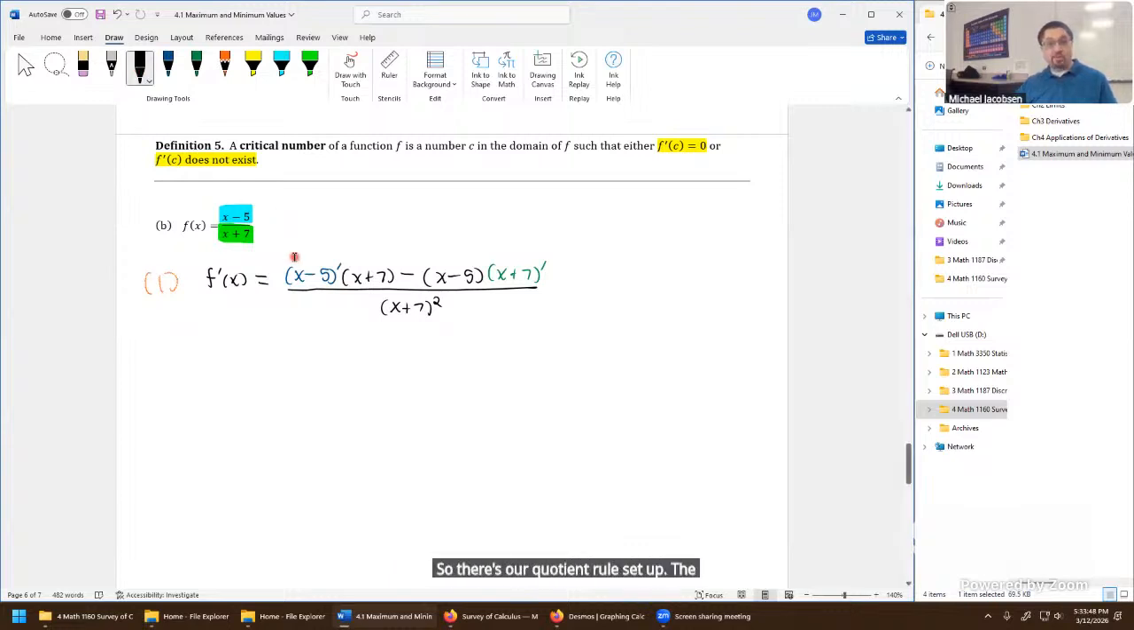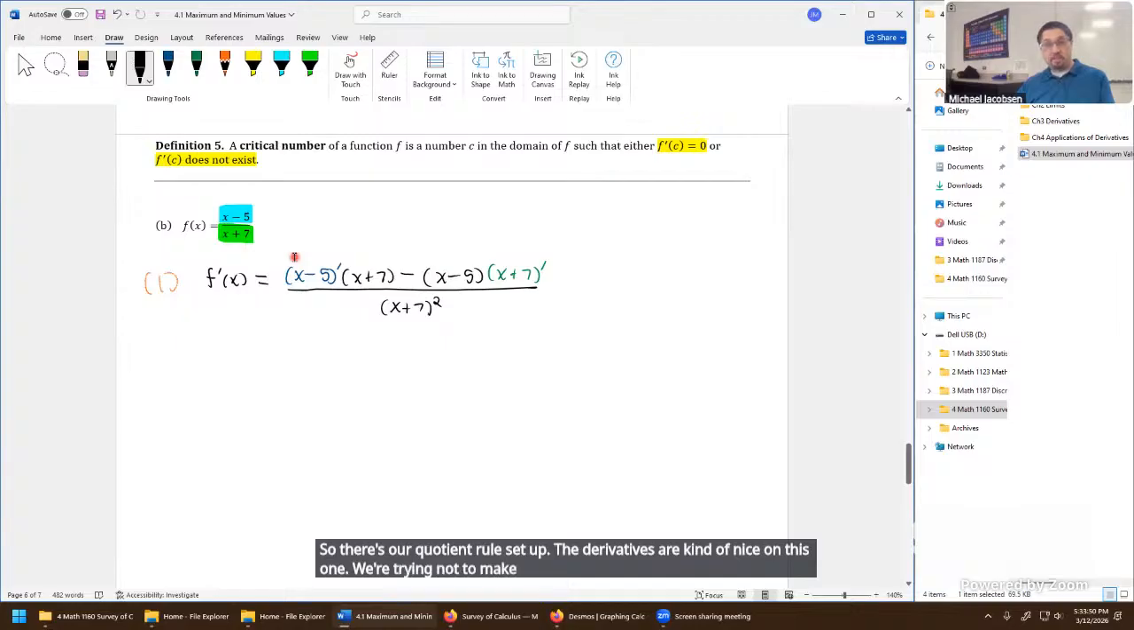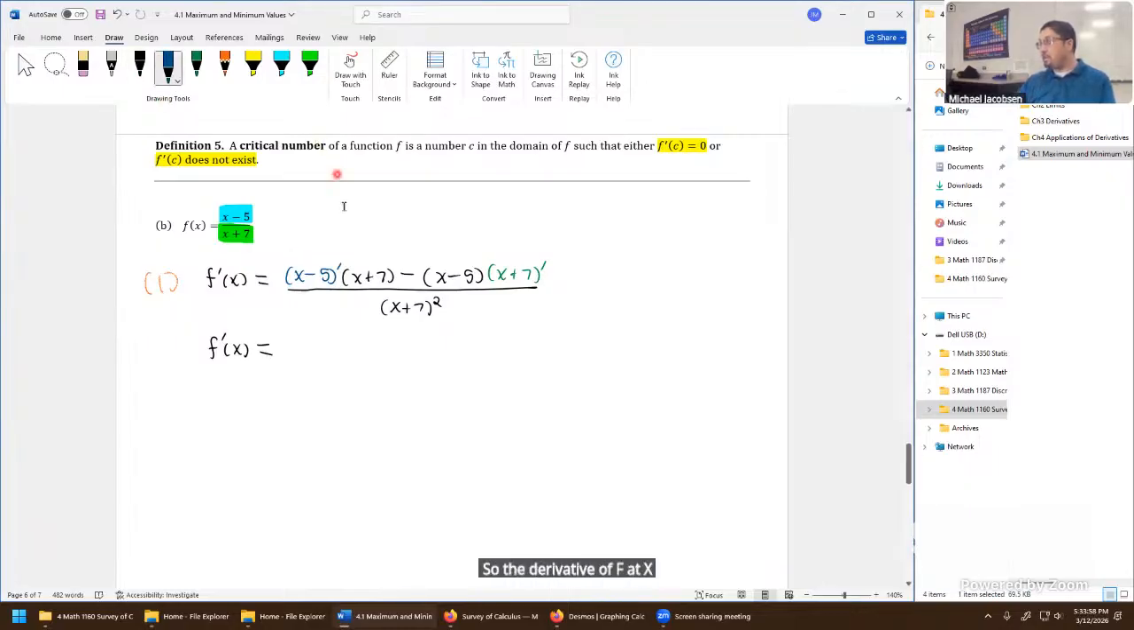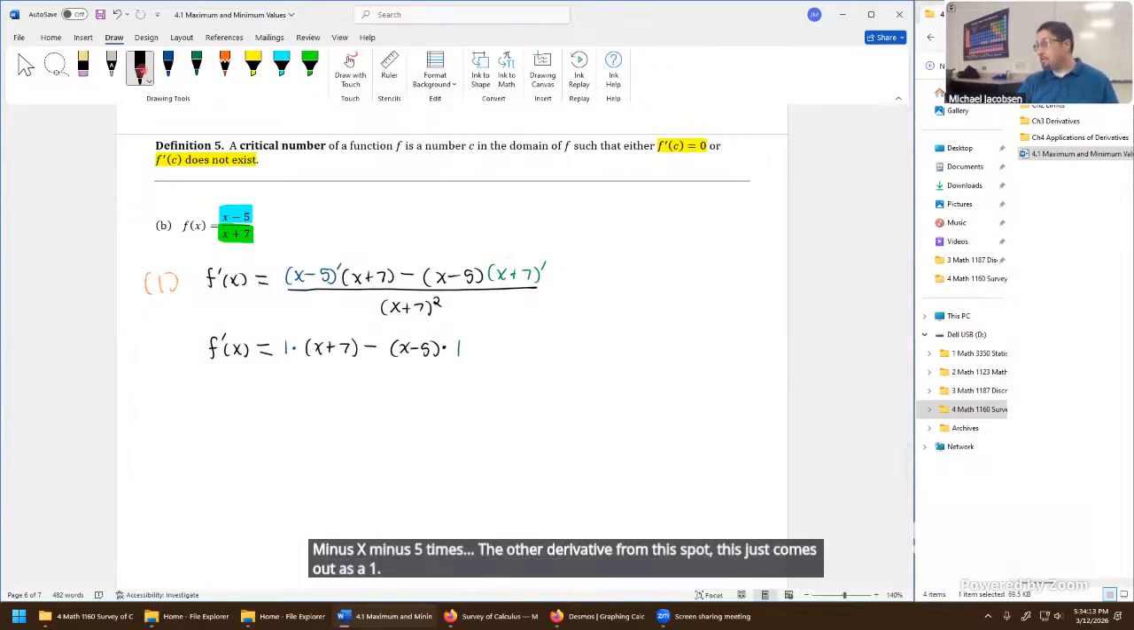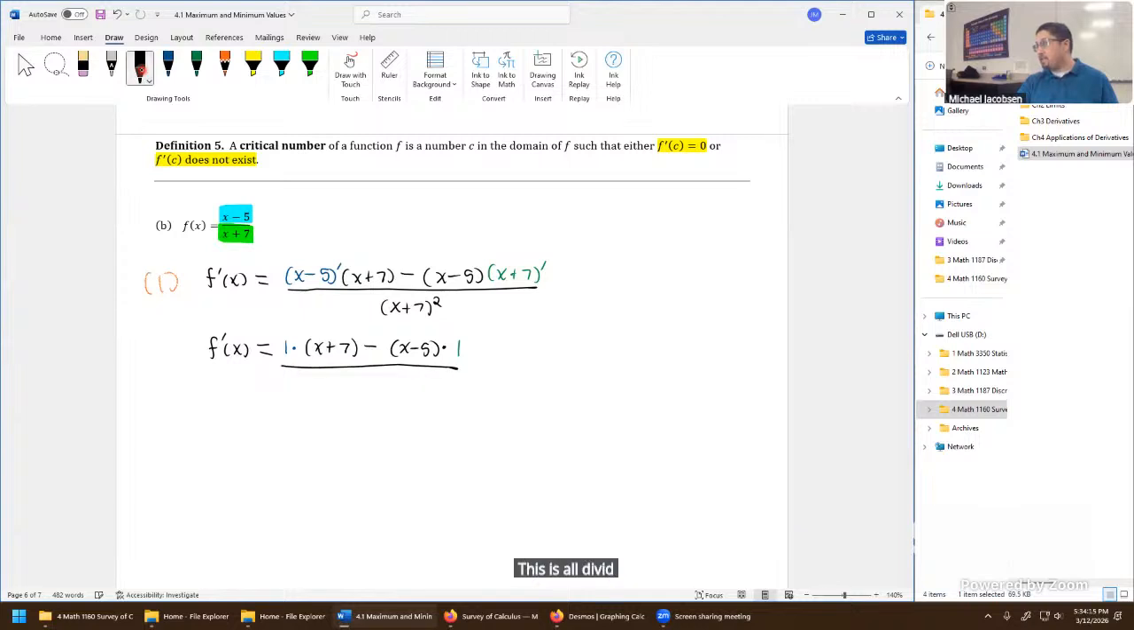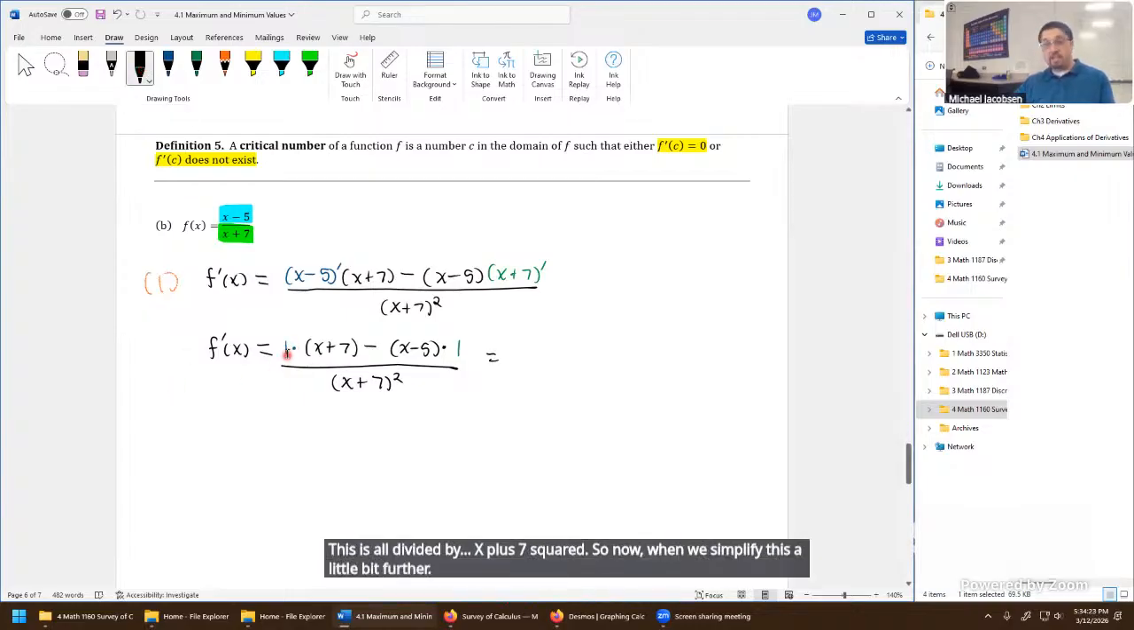The derivatives are kind of nice on this one. We're trying not to make the algebra super messy because we're also equation solving at the same time. So the derivative of f at x is going to be a 1 here, multiplying x plus 7, minus x minus 5 times the other derivative from this spot. This just comes out as a 1. This is all divided by x plus 7 squared.